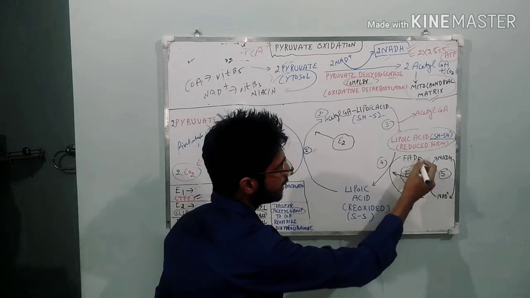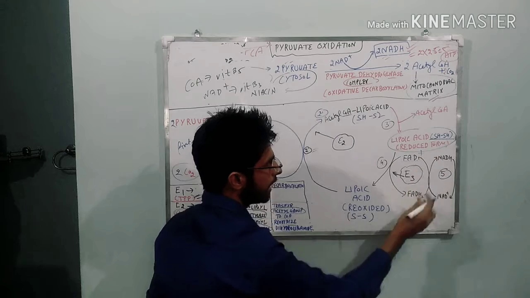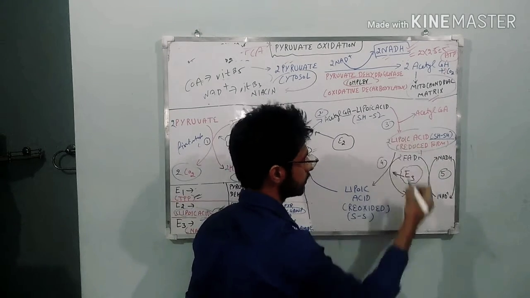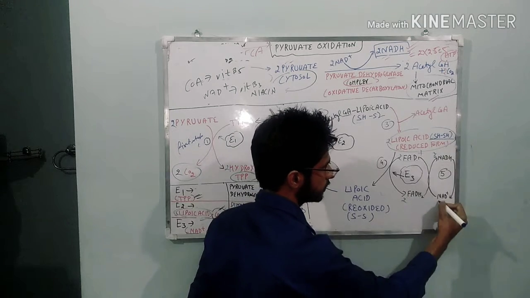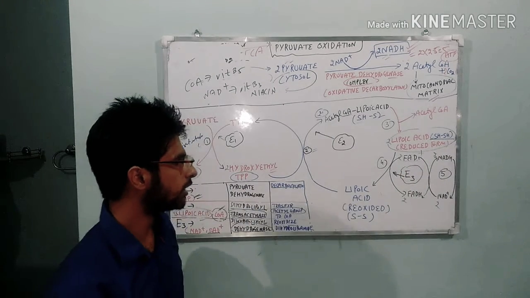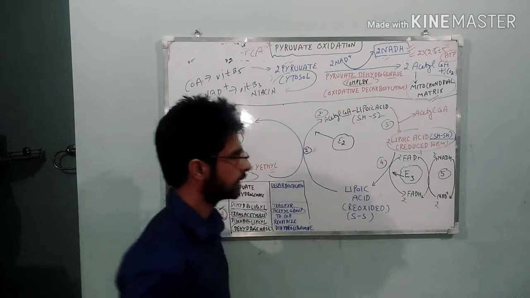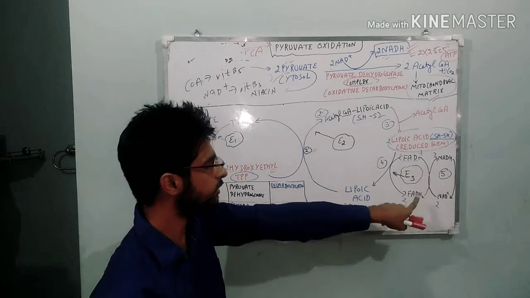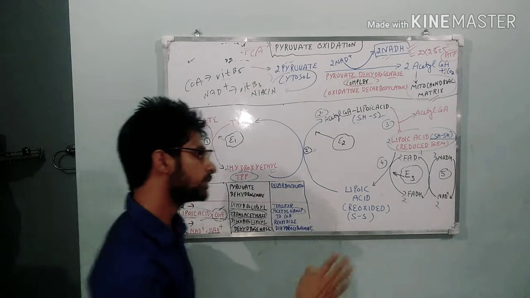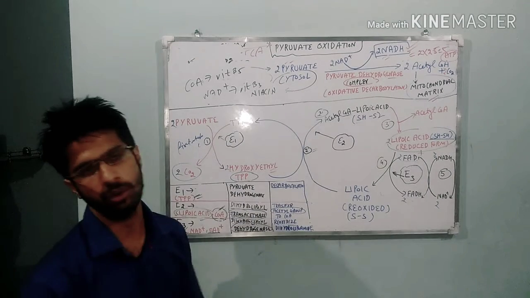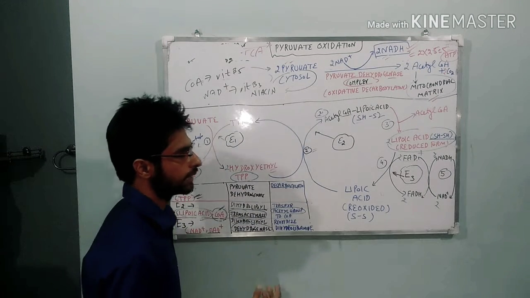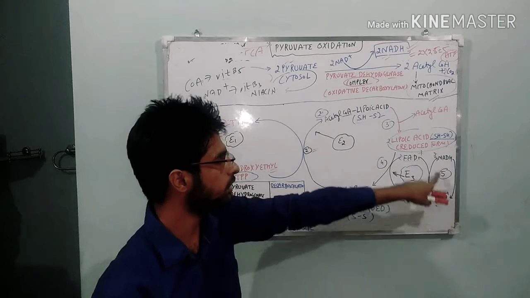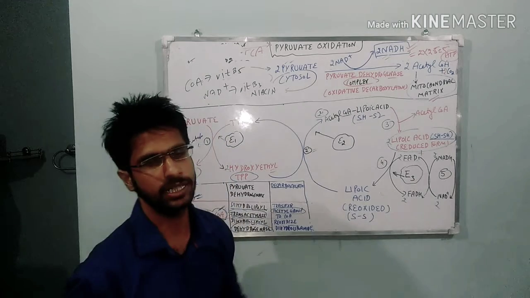So in this, FAD is converting into FADH2. Here there are also two. The electrons, or the hydrogen, are taken by the FAD to make the FADH2. Now this is not the end of the pyruvate oxidation. What is going to happen? These two hydrogens are going to be taken by the NAD positive and converted into NADH. That is the fifth step.